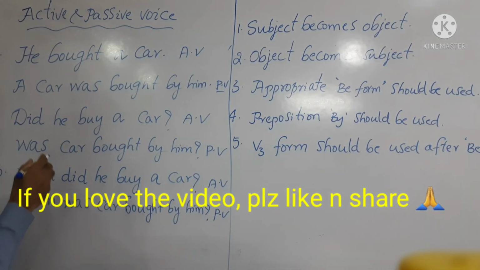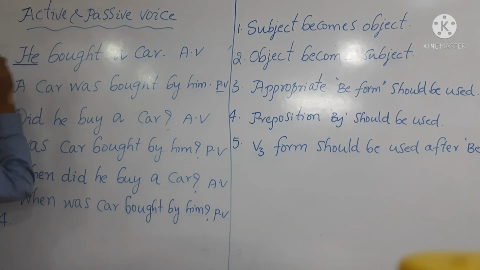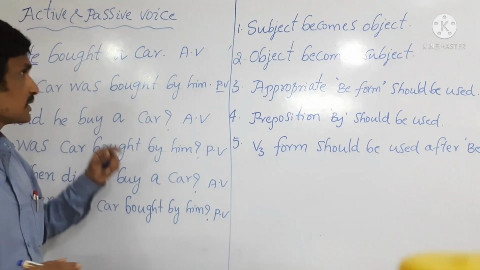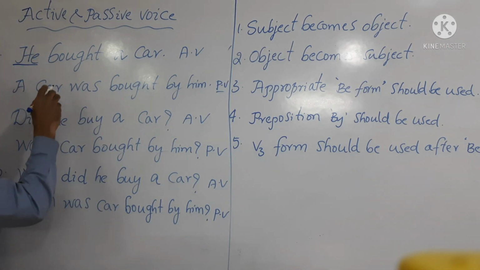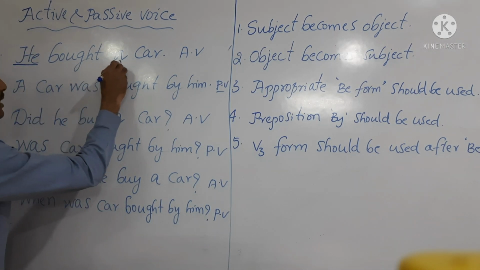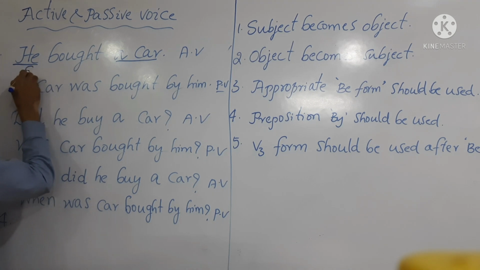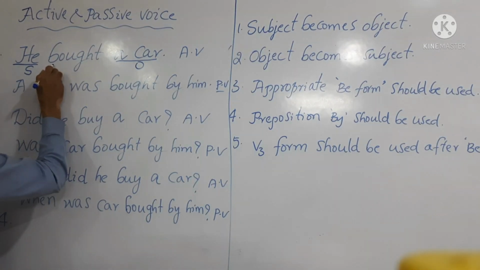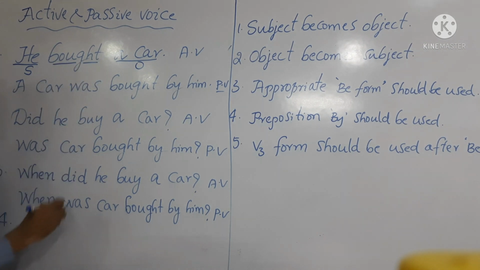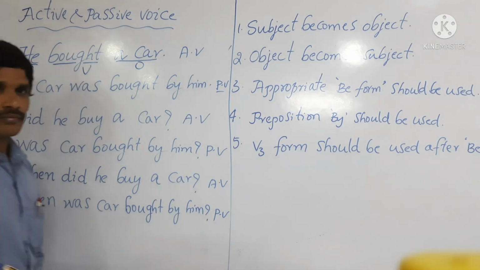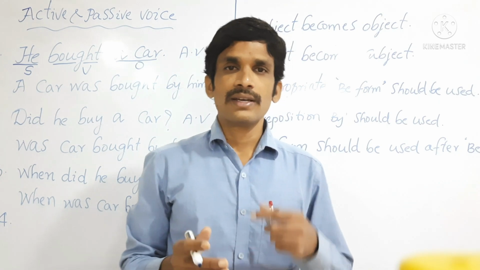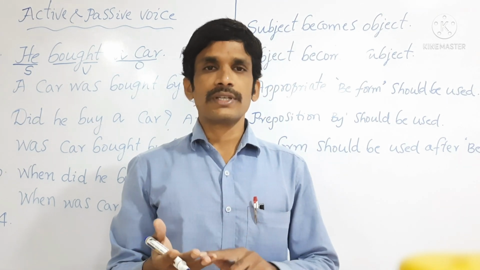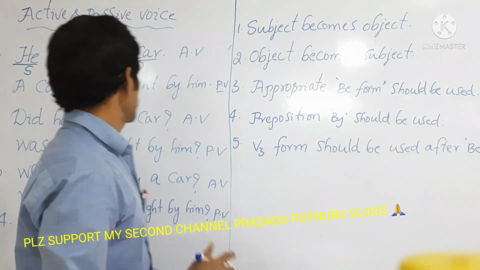You can see here subject is he. What is the subject in this sentence? He. What is the object in this sentence? A car. This is subject. This is object. And this is verb. Bought is verb. So we identified subject and object and verb, right?